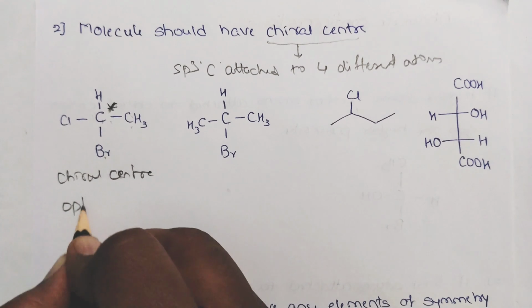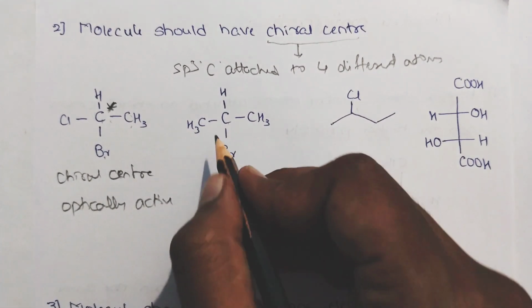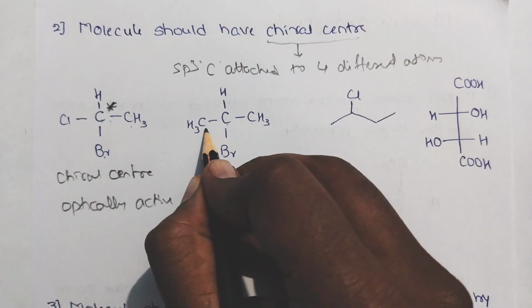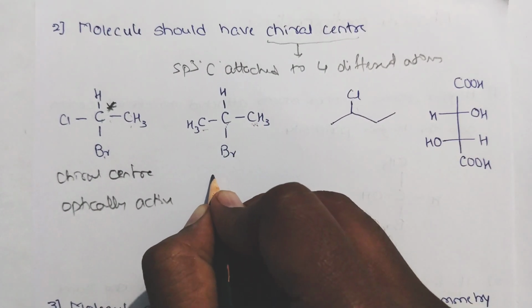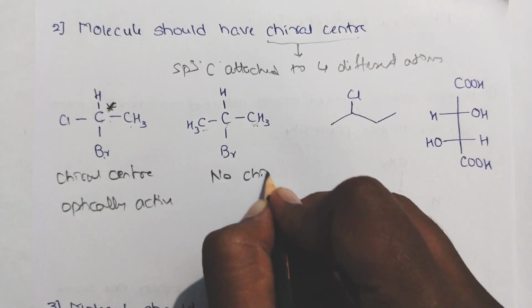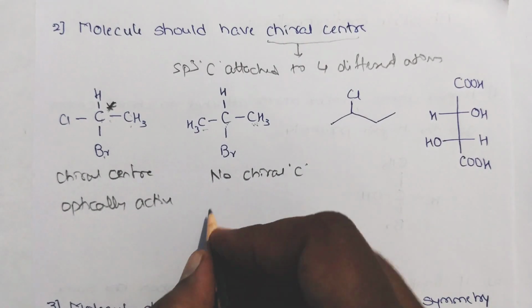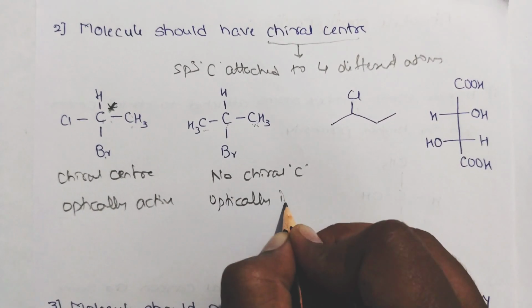Hence it is optically active. But here this carbon is attached to 2 methyl groups. Means the same groups are attached to this carbon. Hence this carbon is not a chiral carbon. No chiral carbon. Hence it is optically inactive.